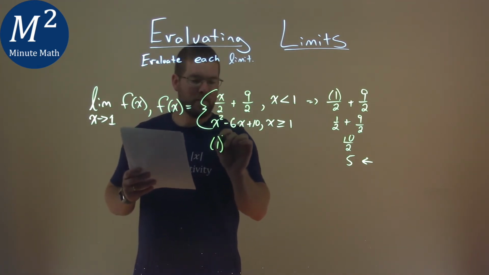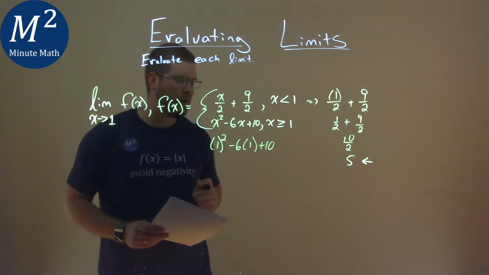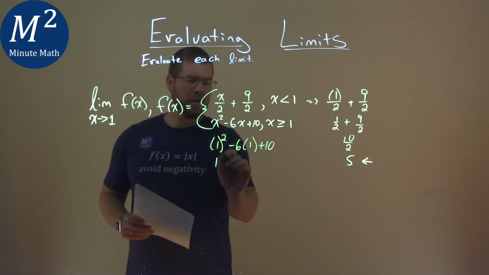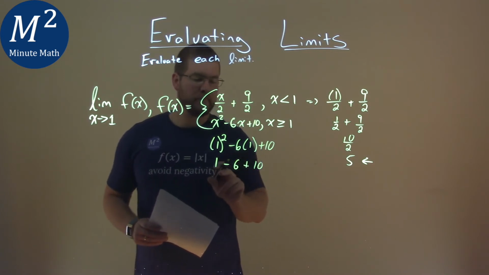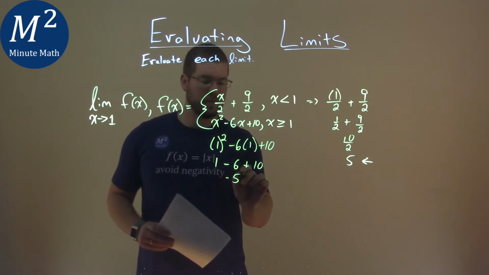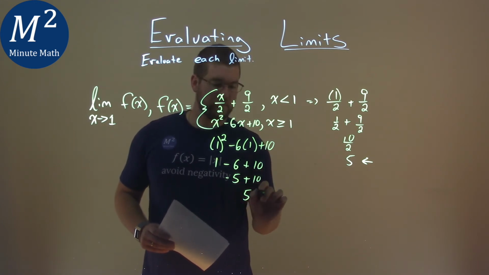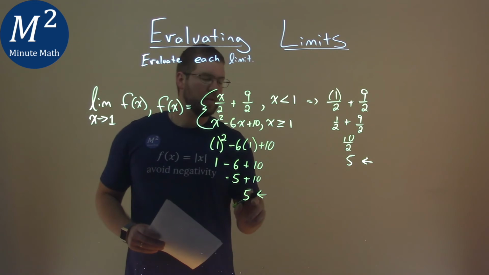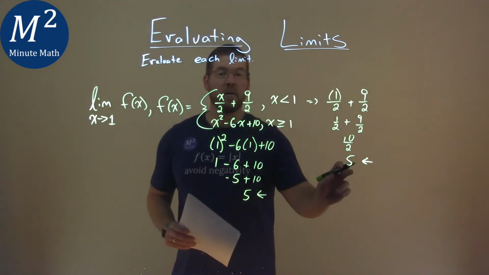Plug a 1 in for x: 1 squared minus 6 times 1 plus 10, and this is a much easier problem now. 1 squared is 1, 6 times 1 is 6, and plus 10. 1 minus 6 is negative 5, plus 10 is a positive 5. So from the right and the left here, we both approach a 5.